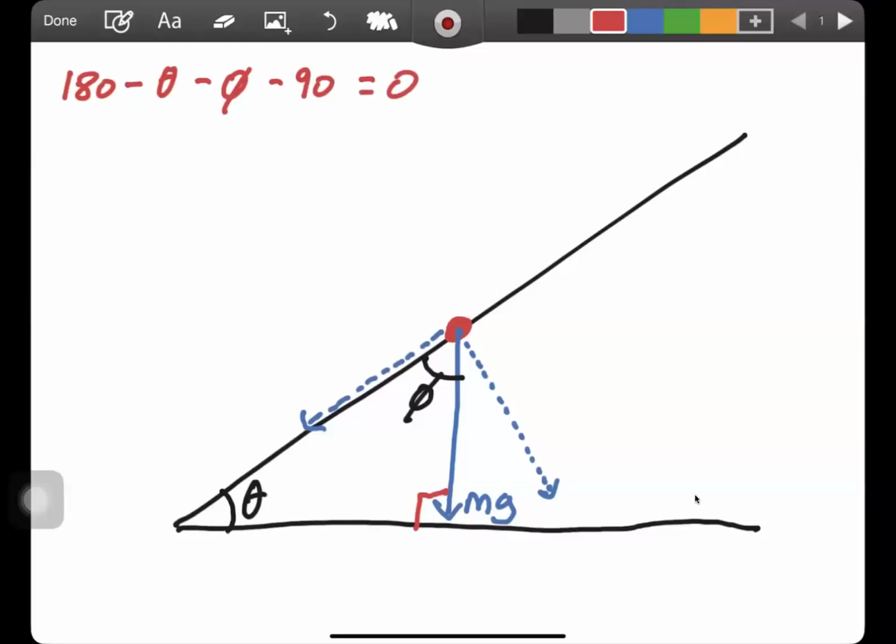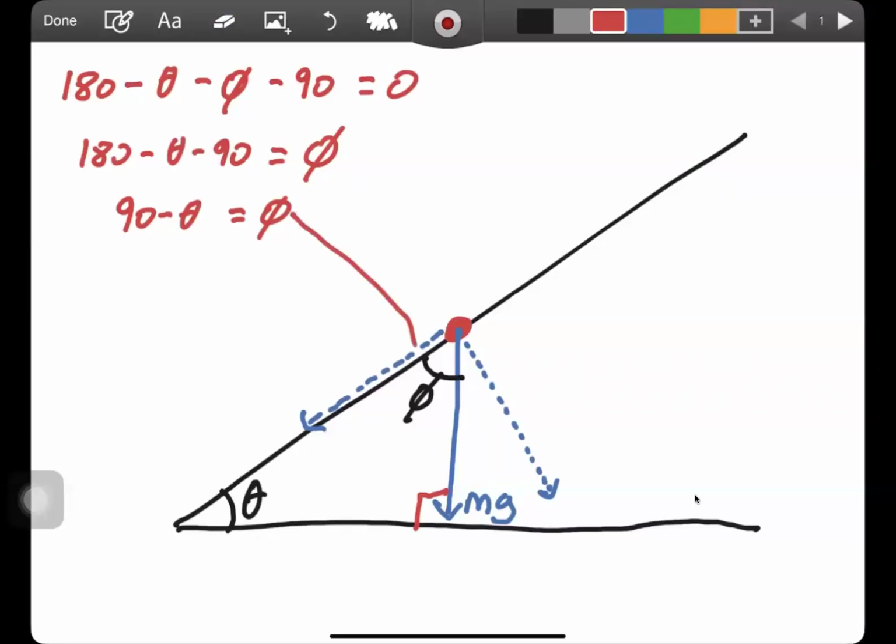Well, what is phi going to be? So I'm going to bring phi over to the right by just adding phi to both sides. So I'll have 180 minus theta minus 90 equals phi. Okay, and then you can also see I have 180 minus 90. So this is the same thing as 90 minus theta equals phi. Okay, and so again, that's this angle right here, right? So that is 90 minus theta, not theta.